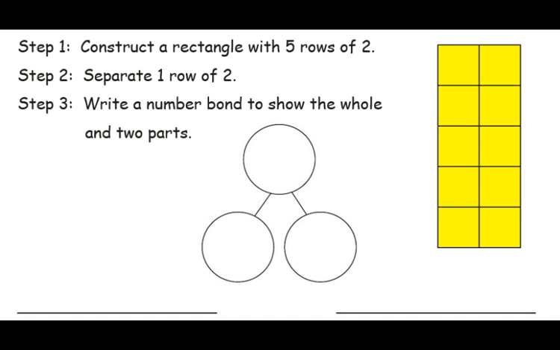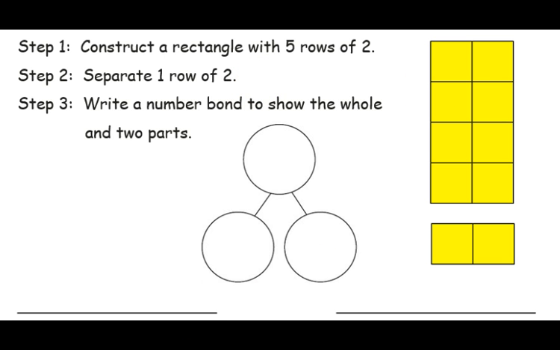Let's look at another example. This one says to construct a rectangle with 5 rows of 2. And I've already done that off to the side. We have 5 rows and there are 2 squares in each row. Now we are to separate one row of 2. And here's what that would look like. I have one row of 2 separated from the original array.